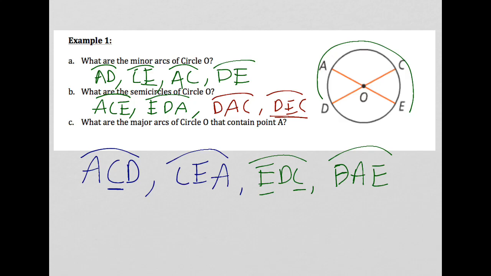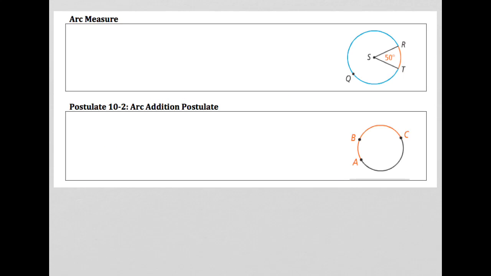Alright, so now that we've talked about how to figure out what arcs are and the difference between a minor arc, a major arc, and a semicircle, we want to talk about how we figure out the measures of these arcs. A full circle, as some of you might know, has a measure of 360 degrees, so that'll help us out when we're trying to figure out the measures of different arcs.